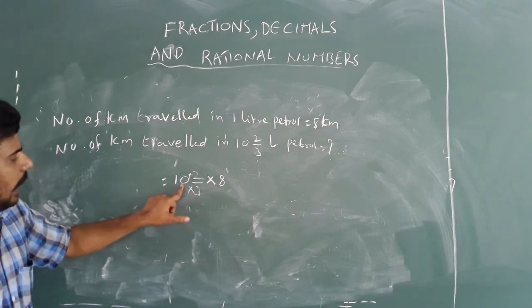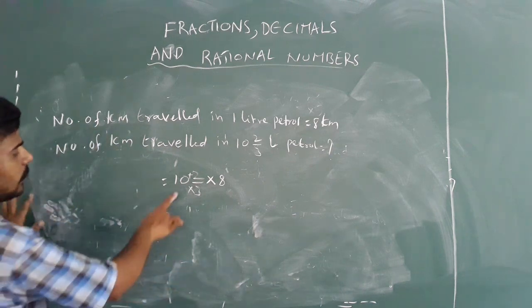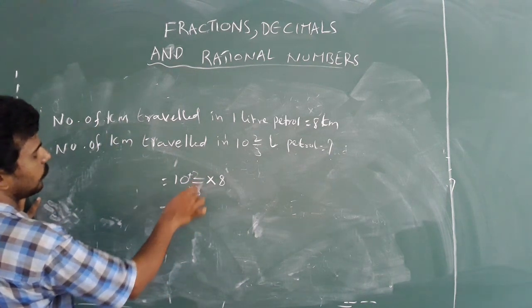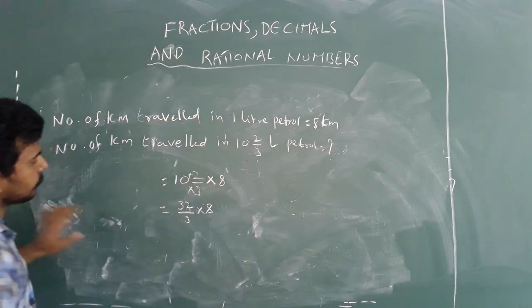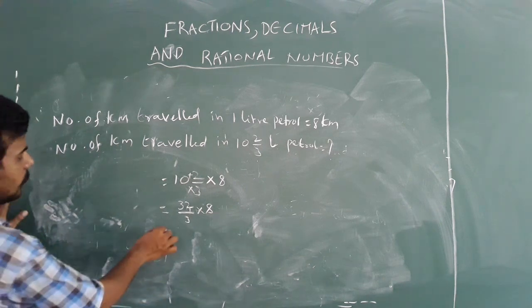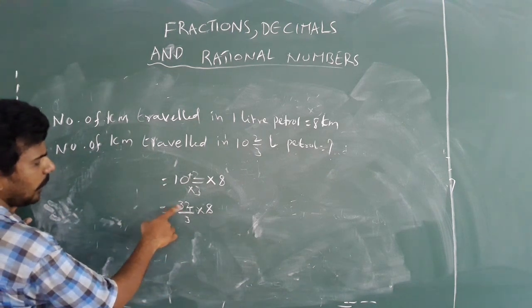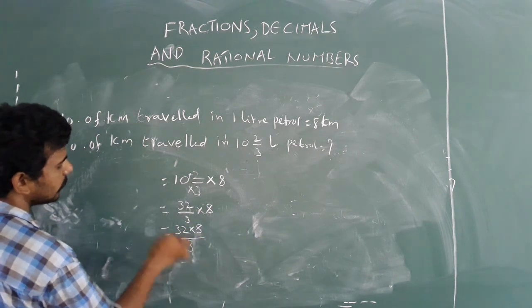Now this is the mixed fraction, convert into improper fraction. So 10 3s are 30 plus 2, how much children? 32 by 3 into 8. Now this is the integral part, whole number. So 32 into 8 by 3.